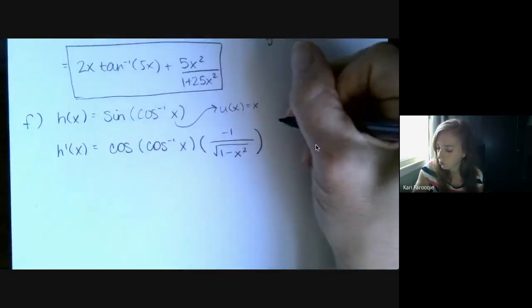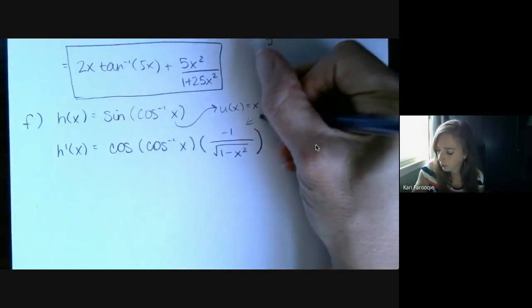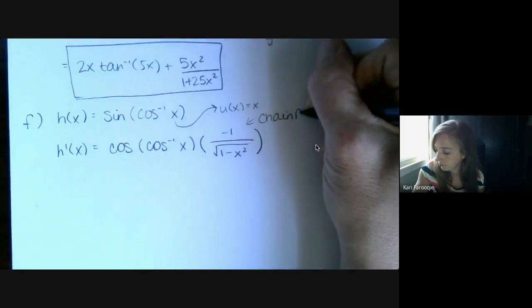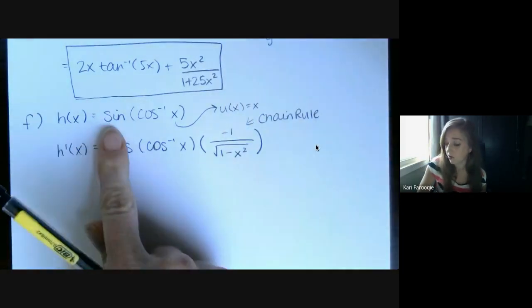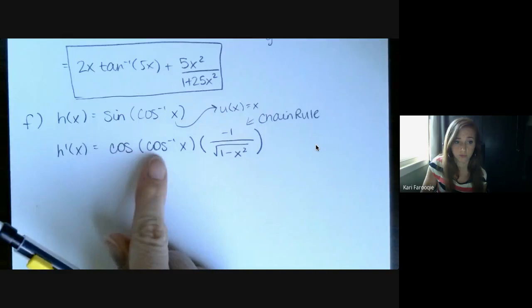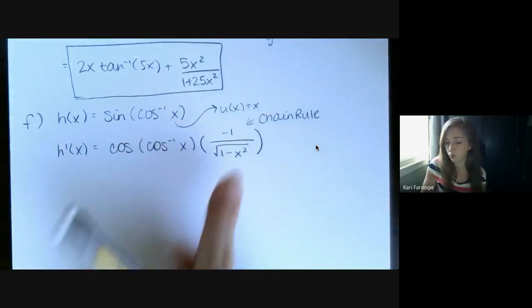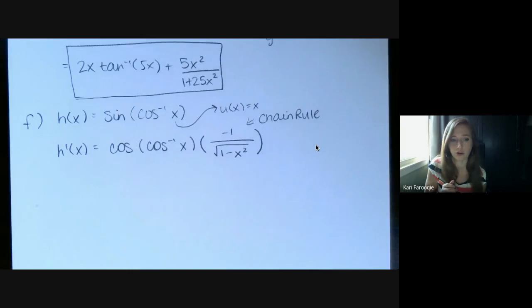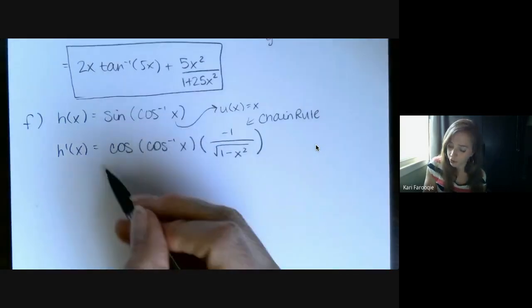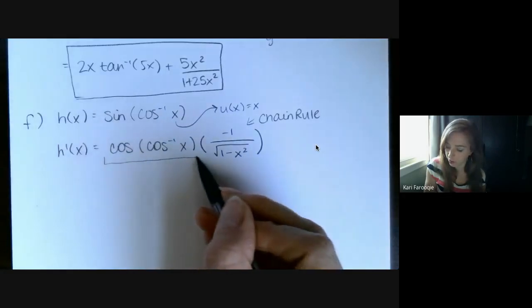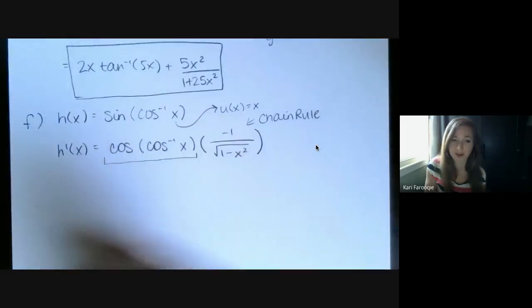Okay, so this is what we obtained using the chain rule. So we took the derivative as though we just had sine x. So we got cosine, left the inside the same, multiplied by the derivative of the inside function. Now we're going to simplify this. You learned this in trig, but maybe you don't remember it.